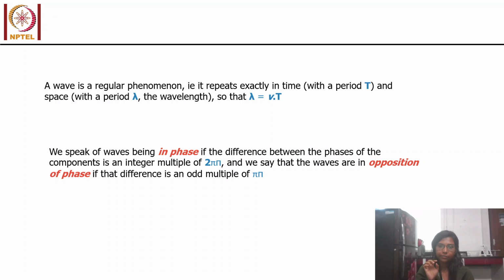So what do we have? We have distance equal to speed into time, right? When we speak of waves being in phase, if we now go from one single wave to two waves, the two waves can be in phase or out of phase. Waves are said to be in phase if the difference between the waves of the components is an integer multiple of 2 pi, and the waves are in opposite phase if it is an odd multiple.